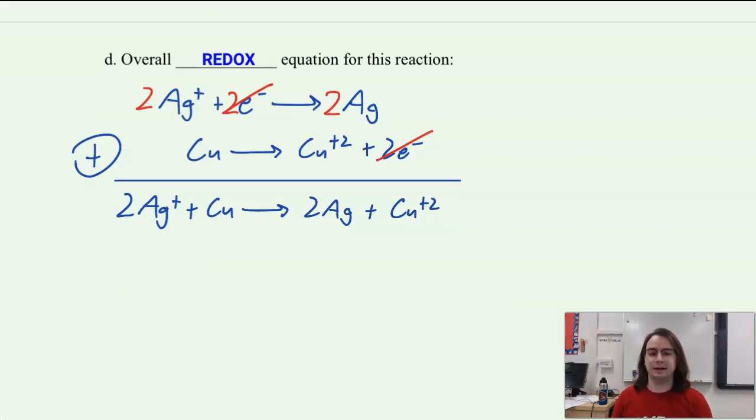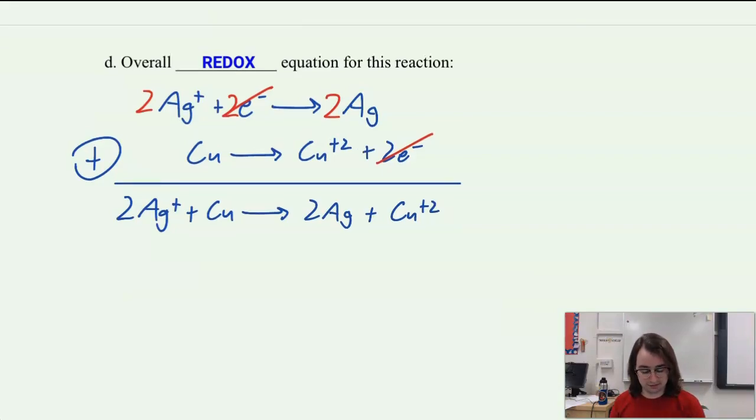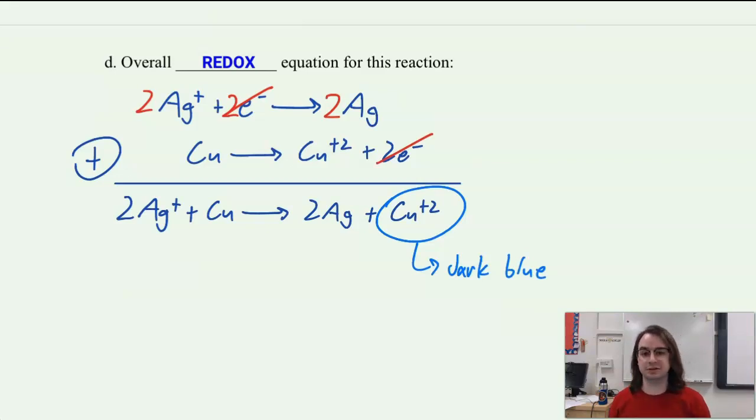But one other little observation. You might have thought to yourself, well, hold on, why is the solution turning more dark blue? Well, this is why. Because as we are going through redox, we are creating more copper plus 2 ions, which are dark blue in solution. So the more ions we make, the darker blue we're making the solution. So everything lines up with what we were expecting to see in our observations.